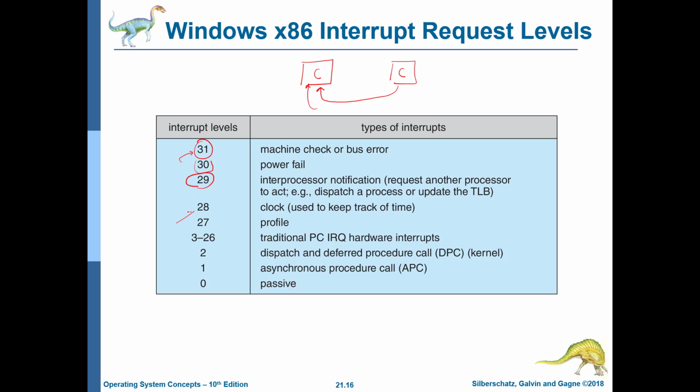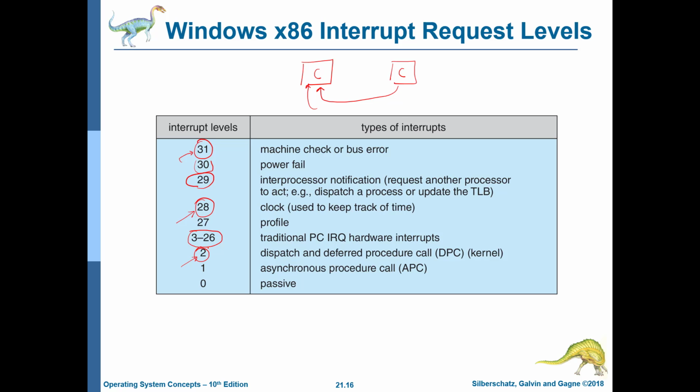28 is a timer interrupt. This has a high priority because we really do care about interactivity. From 3 to 27, these are relatively lower priority interrupts, with 3 to 26 being the traditional hardware interrupts.